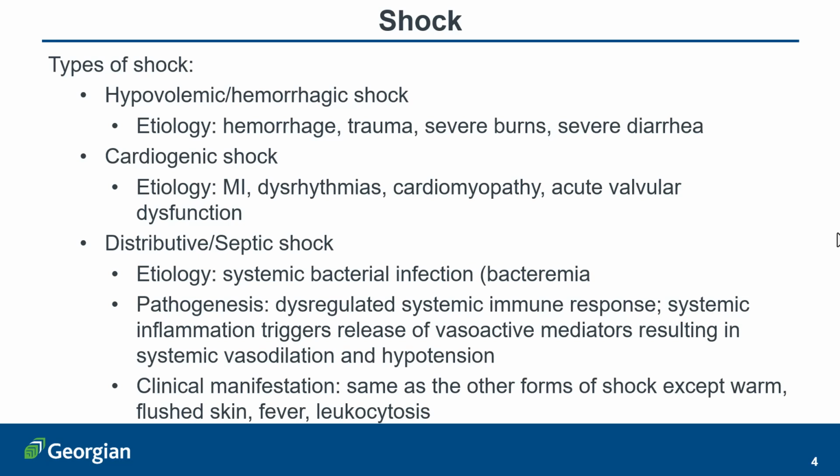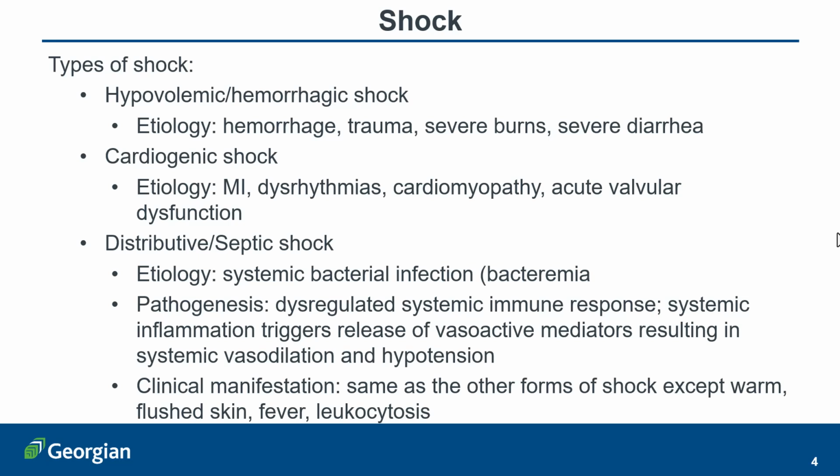And if you remember again from A&P, blood pressure equals cardiac output times total peripheral resistance. So if cardiac output decreases, blood pressure will automatically decrease. This can result in cardiogenic shock. The third type of shock is distributive or septic shock. In this particular case, there is a systemic bacterial infection resulting in bacteremia, and consequently, all the inflammatory mediators released by the bacterial infection cause systemic vasodilation.